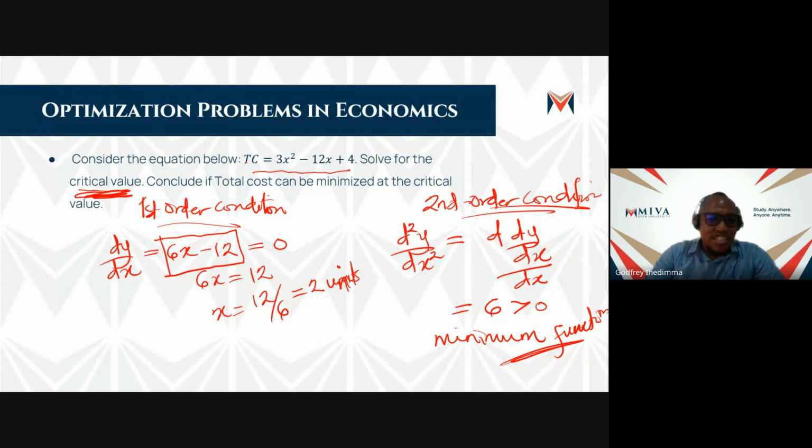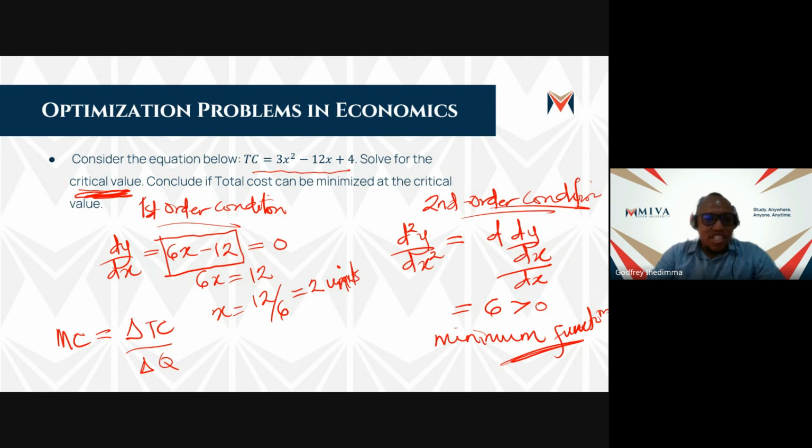Anytime you differentiate the total cost function with respect to quantity, what you are getting is the marginal cost. So marginal cost, MC, is equal to the change in what? Total cost with respect to change in quantity. That's what we define: the marginal cost of production is the extra cost that is derived from producing an extra unit of the commodity.